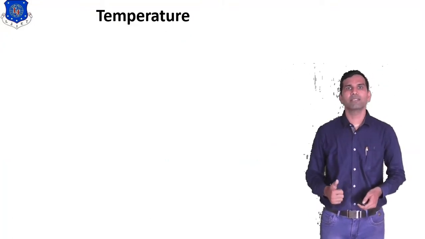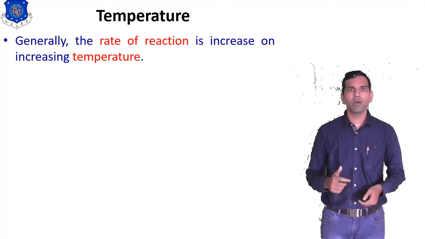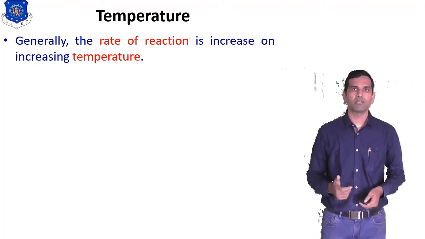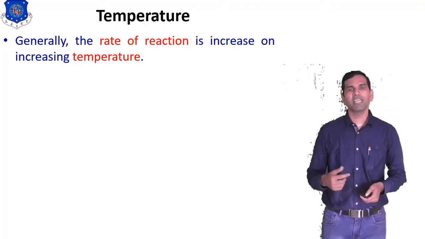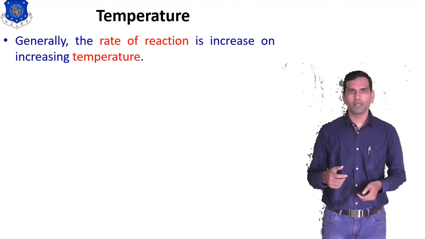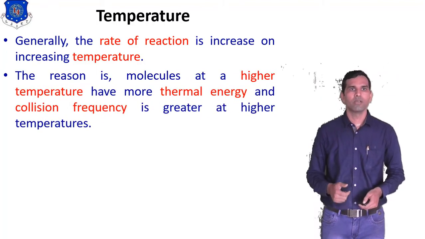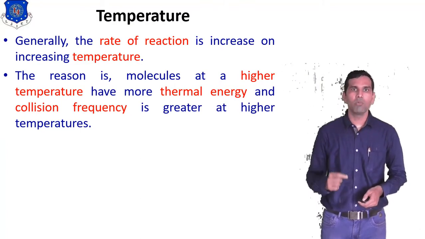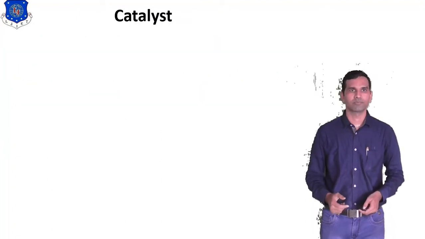Now the next factor is temperature. Generally the rate of reaction increases on increasing temperature. Normally in all chemical reactions, the rate of reaction increases as temperature is increased. The reason is molecules at a higher temperature have more thermal energy and collision frequency is greater at higher temperature.